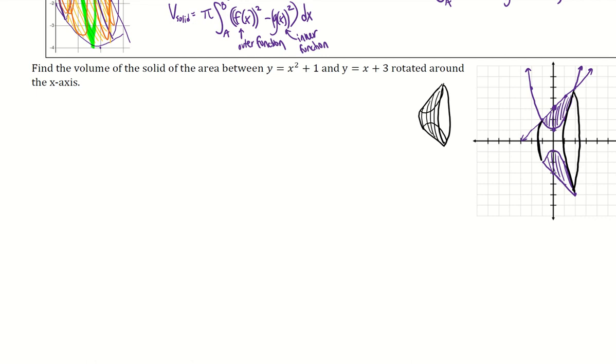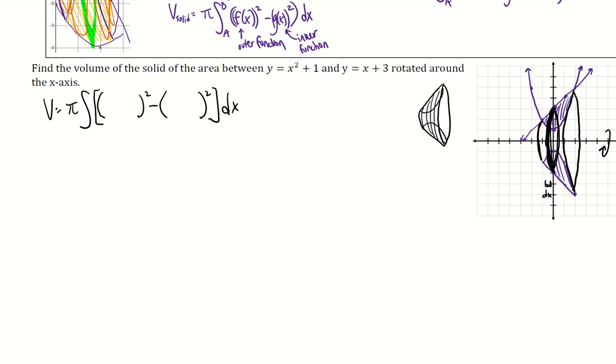So let's go ahead and start setting up my integral. It's going to be pi times big R squared minus little r squared. The thickness is dx because we are rotating around the x-axis. So the thickness of my representative washer here would be dx. That's the thickness. So that means that my functions need to be in terms of x and my bounds need to be in terms of x.